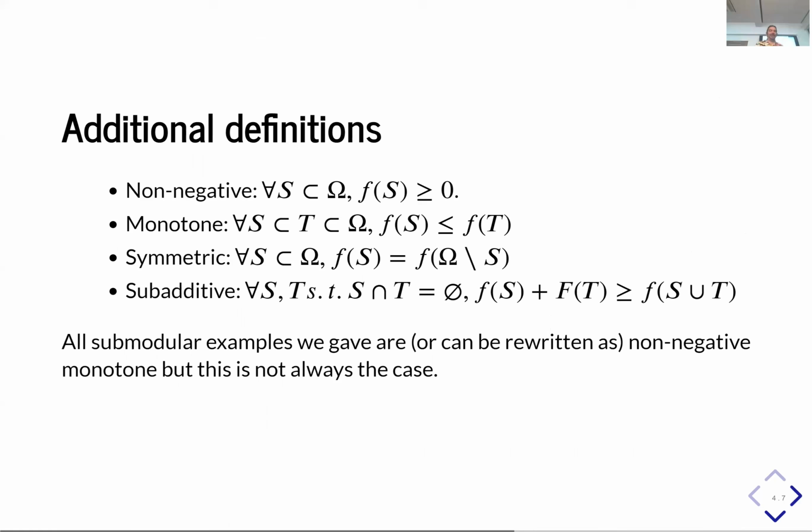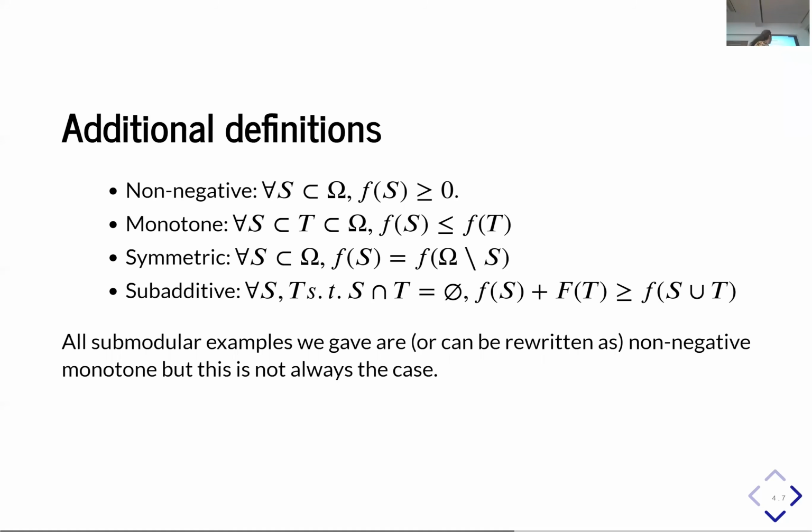Okay, just a few additional definitions. I told you f is by default a real valued function. Sometimes you're interested in non-negative functions, so all the returned values are 0 or something positive. I didn't tell you about monotonicity, but monotonicity is not related to submodularity. The fact that the value grows with the set is a property. Sometimes you go to another property, which is symmetry: if you take a set and the complementary set, the value is the same.